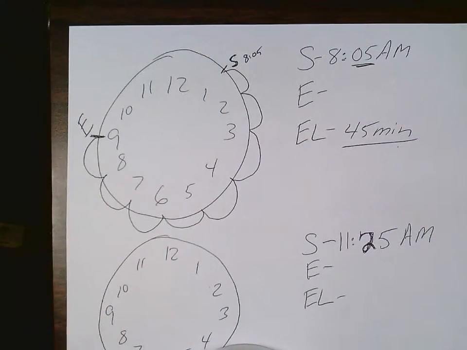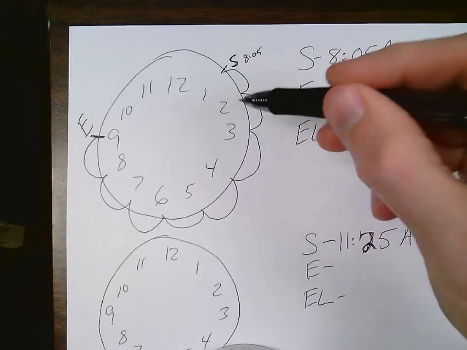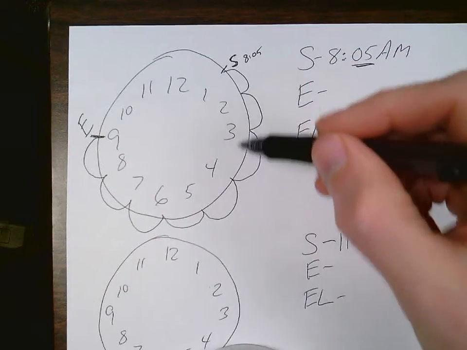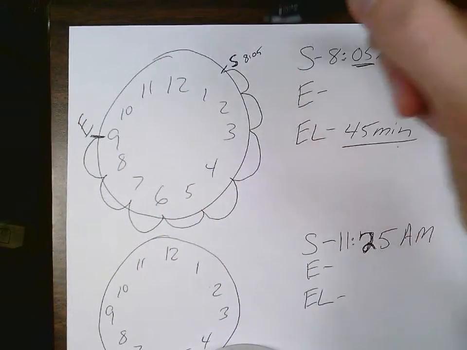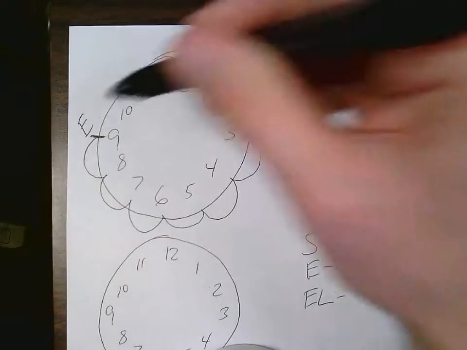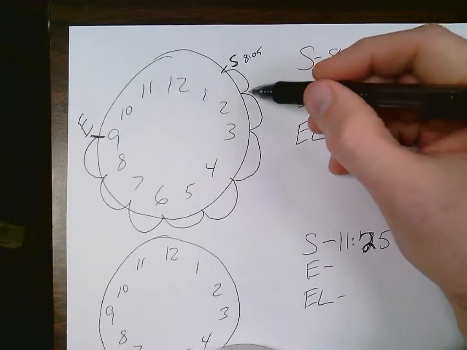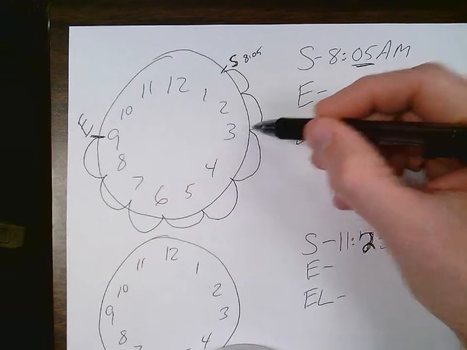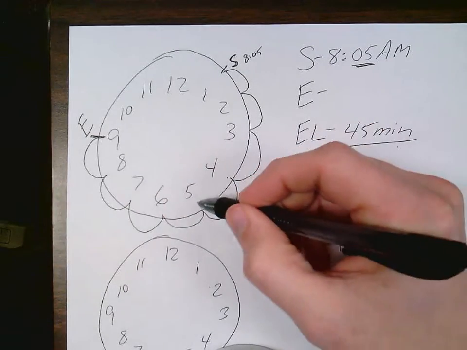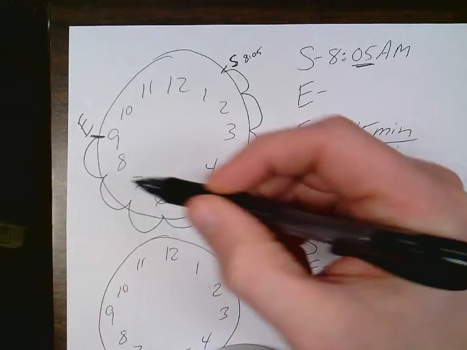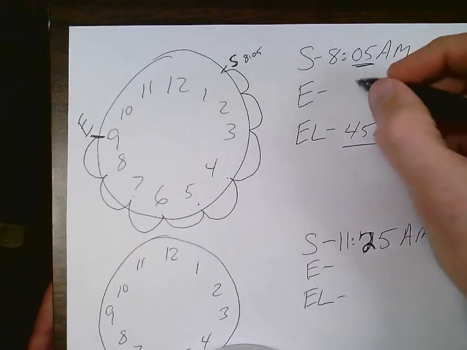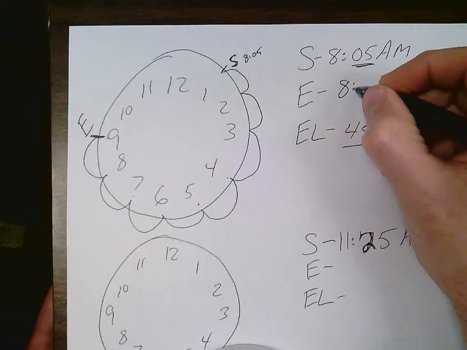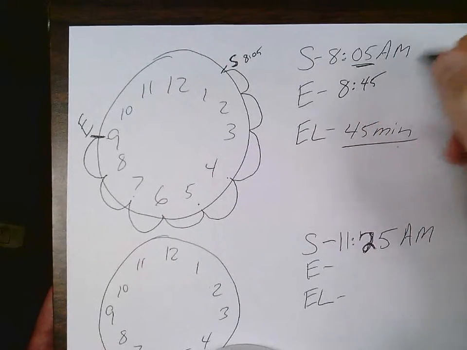Now the last step, I'll go back and I'll go by the 5 minutes to figure out what the end time is. So I'm starting at 8:05, counting by fives the 45 minutes to the end time. 8:05, 8:10, 8:15, 8:20, 8:25, 8:30, 8:35, 8:40, 8:45. So my end time is 8:45, and I'm still in the AM.